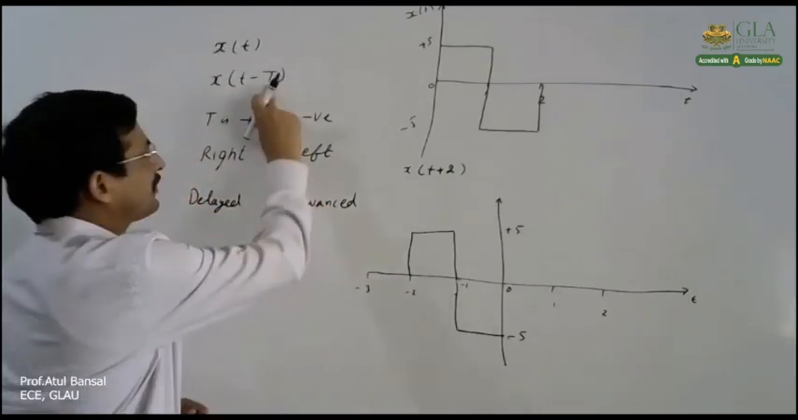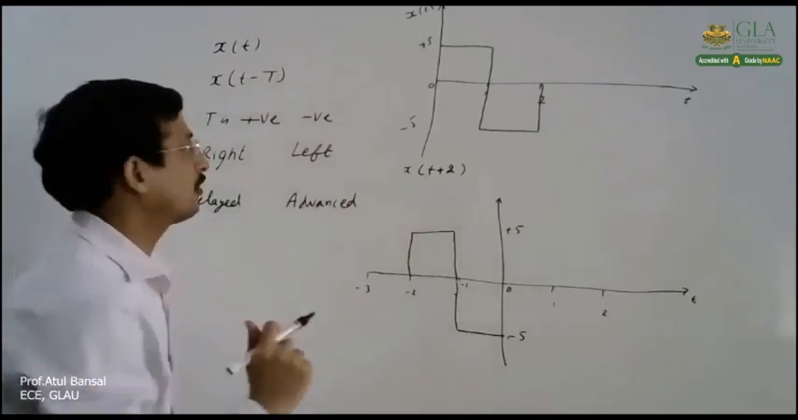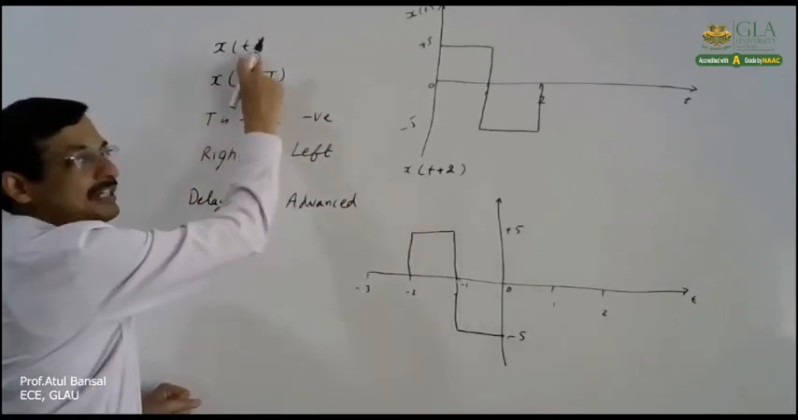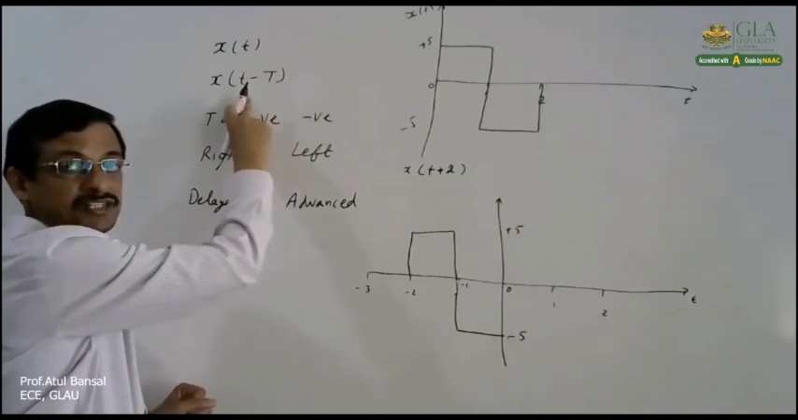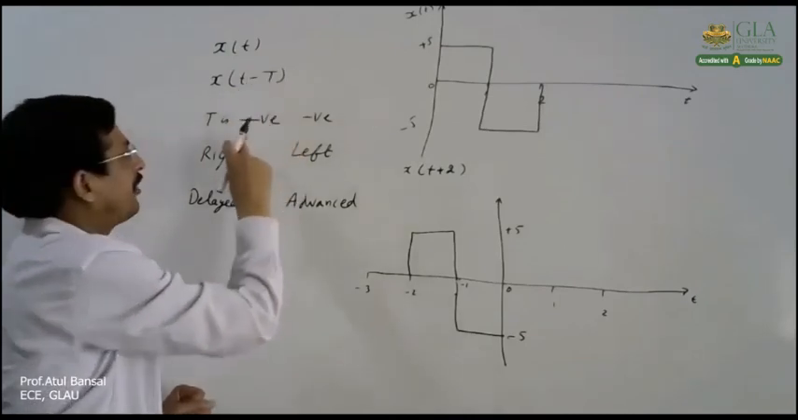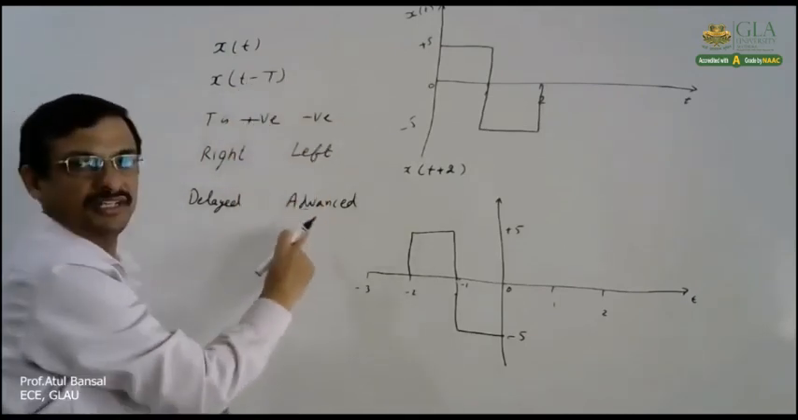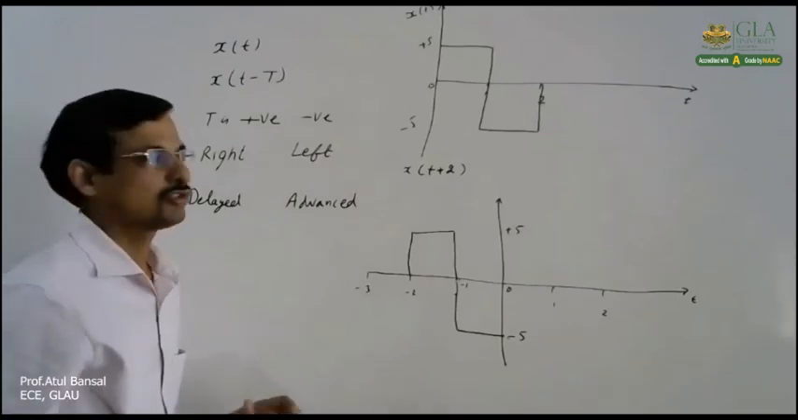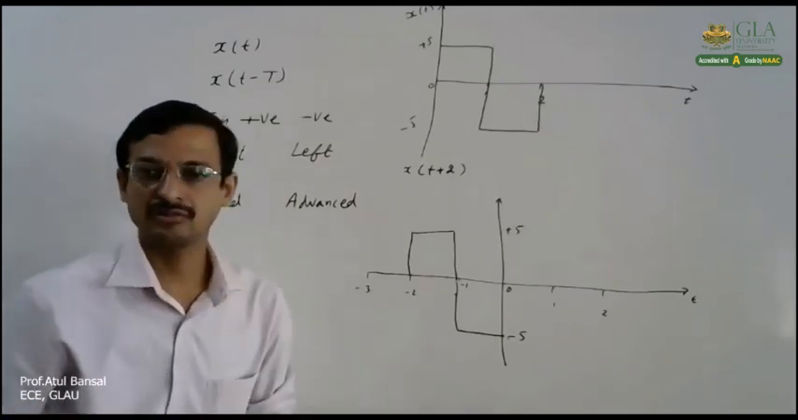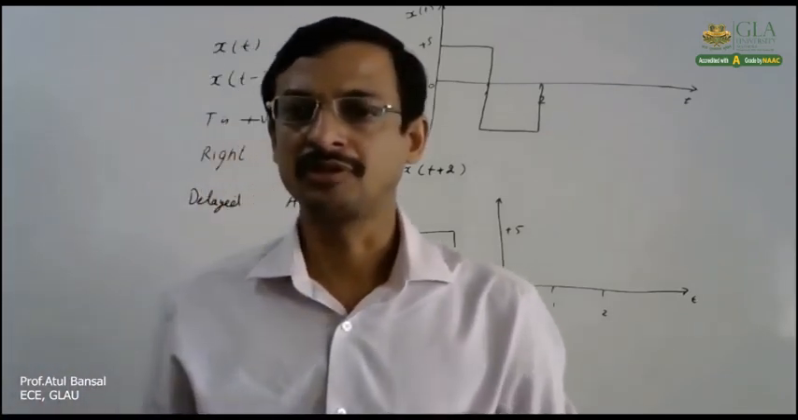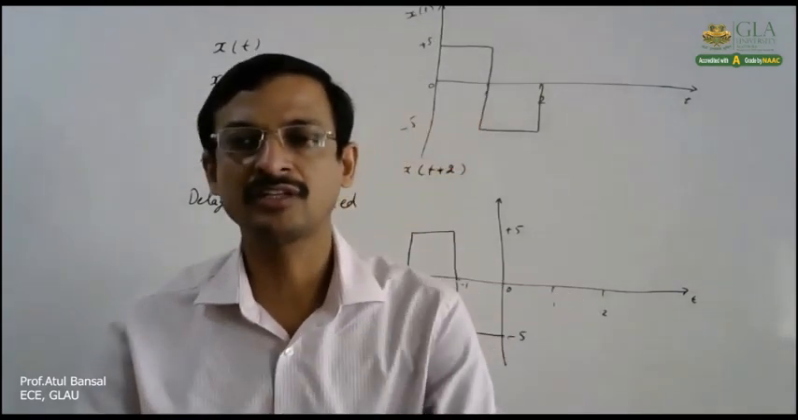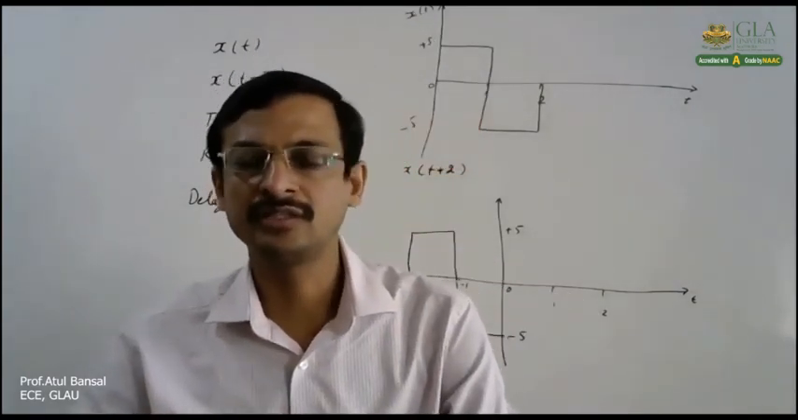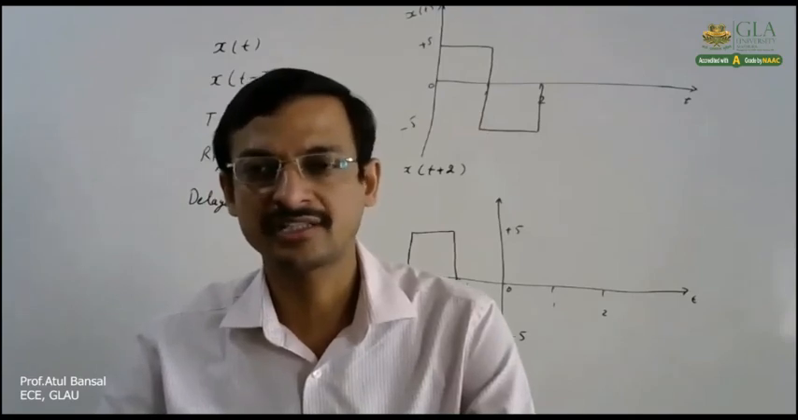Whatever is the value of capital T, you have to remember only one thing: if the signal is x(t) and the shifting is by t minus capital T, what happens when T is positive and what happens when T is negative. That is how the time shifting transformation can be performed. Okay, so this was one of the transformations. We will continue with the other two transformations in the next video. Thank you.